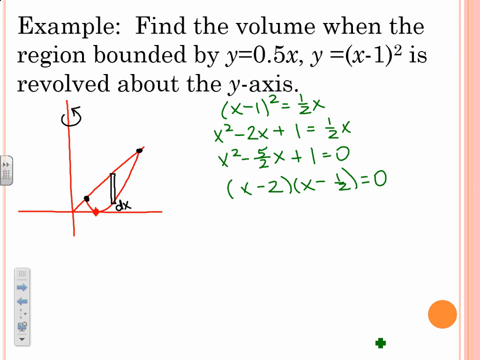Does that work? Yes. If you don't want to have to think about fractions, it is possible to multiply both sides by 2, and then you would have a trinomial without fractions that you could try to factor. You get the same answer. So when we go to set up our integral, we would have limits of integration of 1/2 to 2. Now, since we are using the shell method, we're going to have 2 pi times the radius times the height times the thickness.